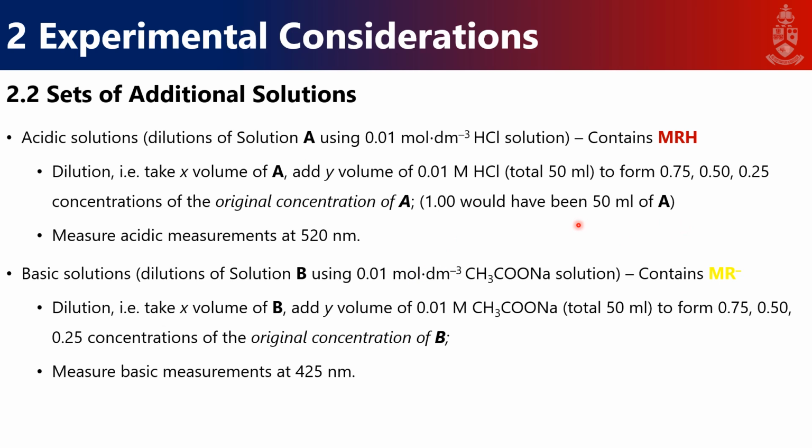So 0.75 is 37.5 milliliters, 0.5 is 25 milliliters, 0.25 is 12.5 milliliters, in a 50 milliliter volumetric flask, and then you fill up to the meniscus line with this solution. You're going to take measurements at 520 nanometers because we are working in an acidic environment, so it should be MRH that is absorbing. The same with the basic: again, you make up 50 milliliter solutions with the relative concentrations, except now you're going to measure at 425 nanometers because we're working with the deprotonated version, the yellow version.